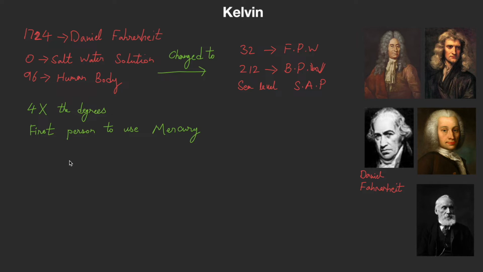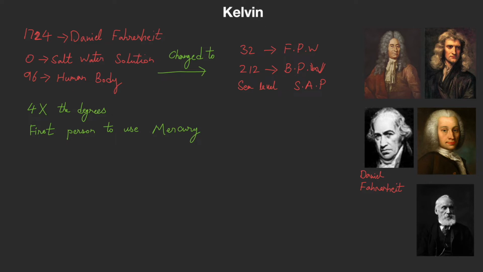So the Fahrenheit temperature scale remained successful and was used as the primary temperature scale until the 1960s. And after the 1960s, it was mainly replaced by another temperature scale, which was the Celsius. So who invented the Celsius? It was Anders Celsius.